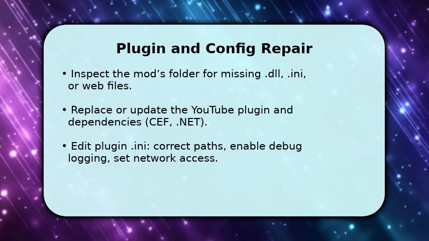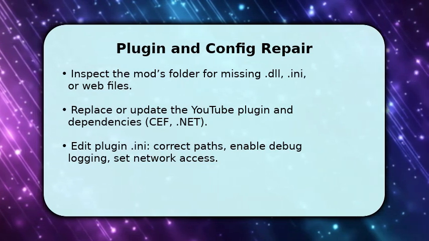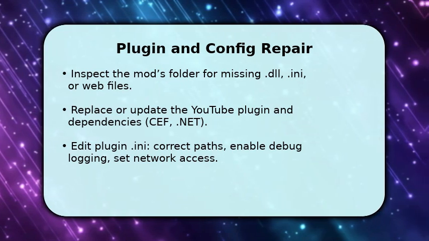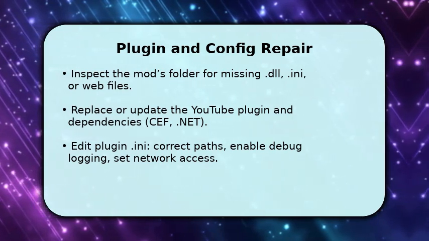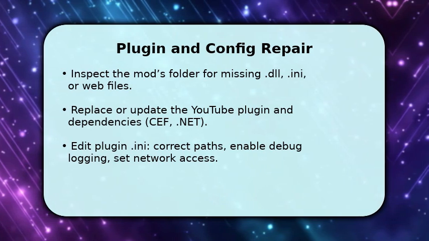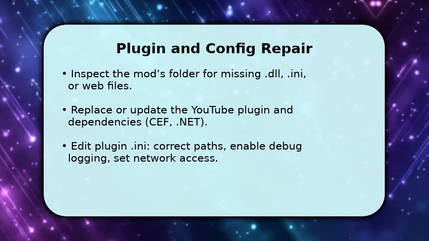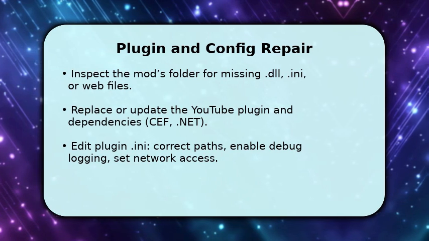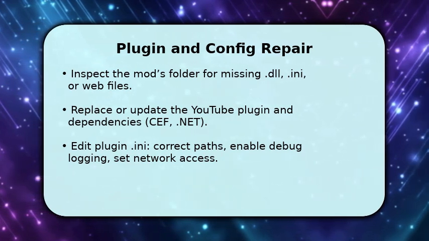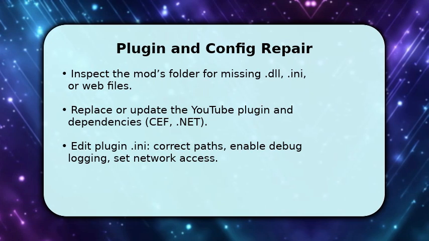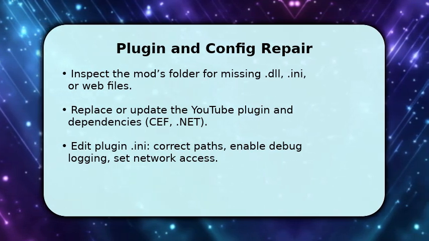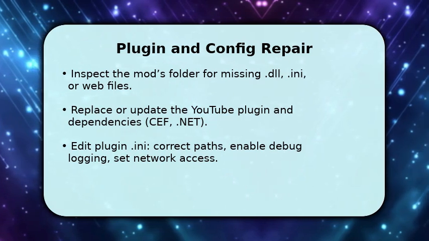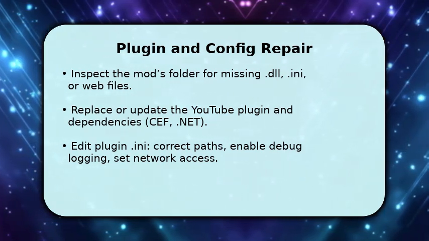You now focus on the mod and its dependencies because most failures come from a bad plugin install or missing runtime. First, open the mod folder and confirm DLL, ini, and web resource files exist. Re-extract the mod if anything's missing. Make sure Chromium Embedded Framework or required .NET runtimes are installed and up to date. Then edit the plugin.ini to point to correct paths, enable debug logging, and permit network access. These steps restore the plugin's ability to load and stream reliably.